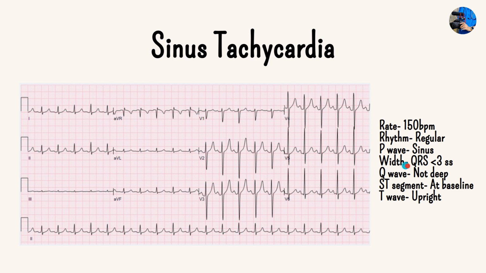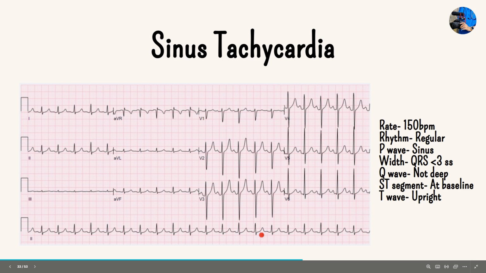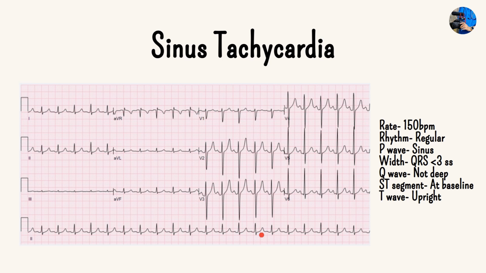Width of the QRS complex. The QRS complex is hardly one small box. That's showing us that it's definitely less than 3 small squares, and it's normal. The Q wave, I mentioned this in the other parts, really shouldn't be visible, and if it is, it should be very small. You can see here that our Q waves are pretty much non-existent. So we know that conduction through the septum is quite nice, and it's fine. It's not deep, not indicative of any ischemia, so it's all good.